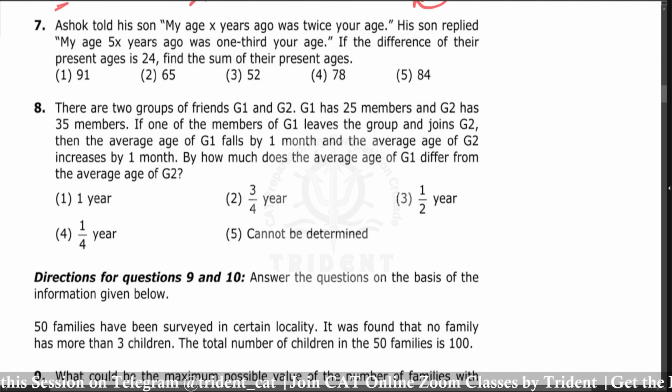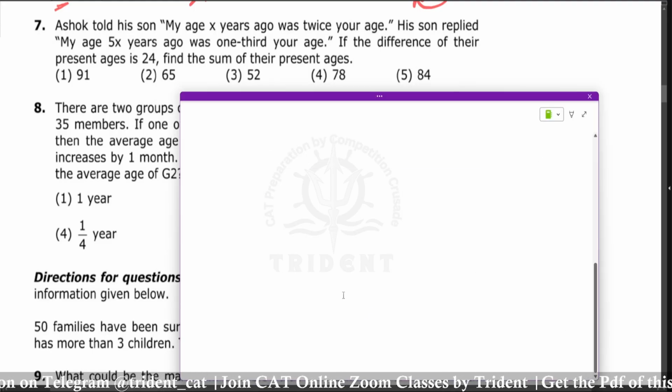Let's go to the next question. Again, this is a good question. Easy arithmetic question. Let's read it.